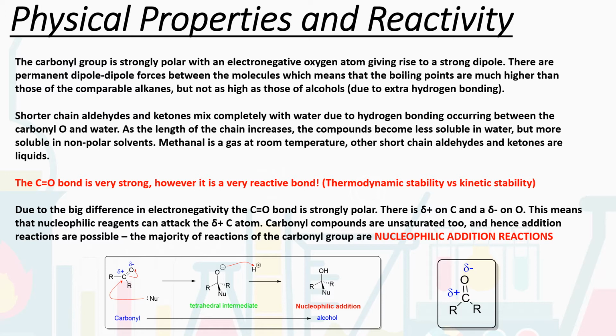Now, carbonyl compounds are unsaturated. They don't have the maximum number of carbon-hydrogen bonds they can have, and so addition reactions are possible. And so the majority of the reactions that we will see are called nucleophilic addition reactions, because we add a nucleophile to our carbonyl compound. The mechanism is shown here at the bottom, and we're going to look into this in much more detail on the next slide.